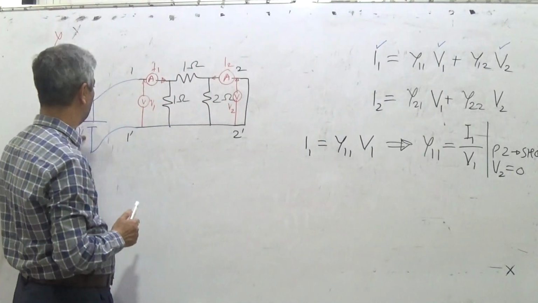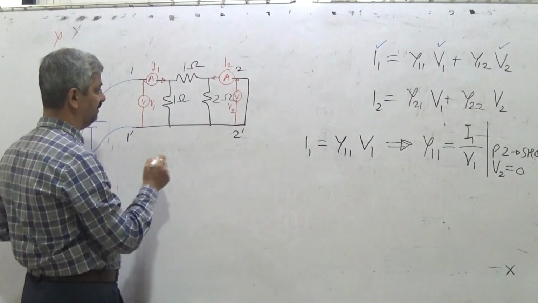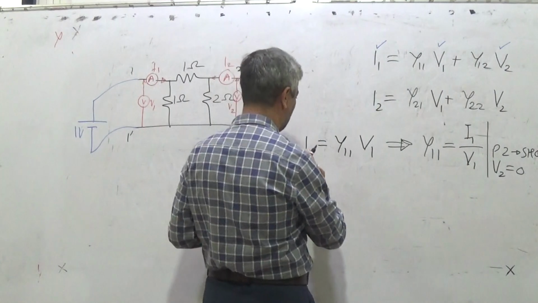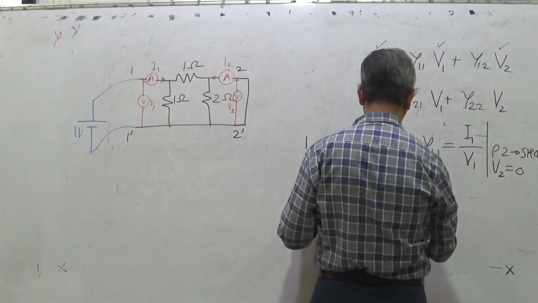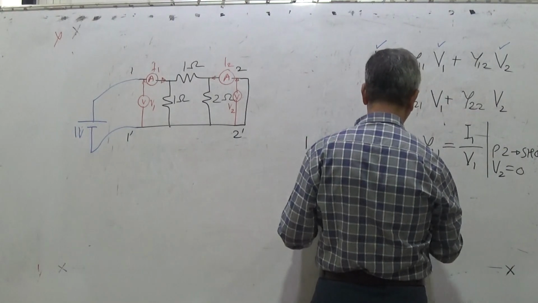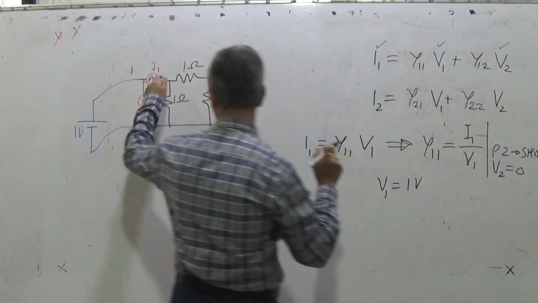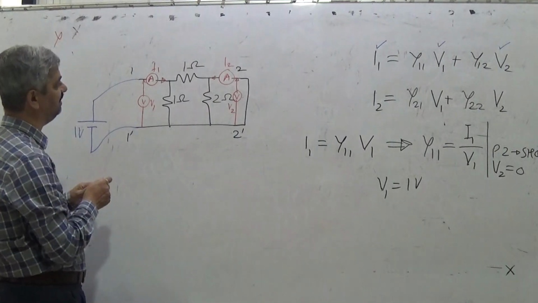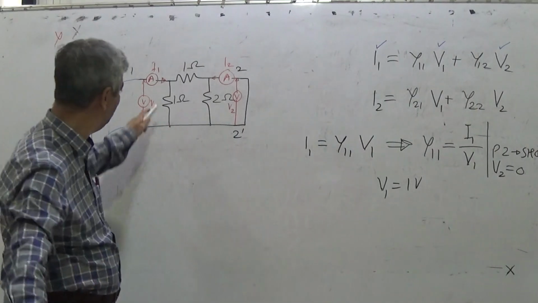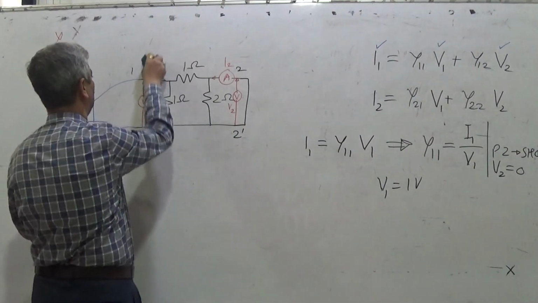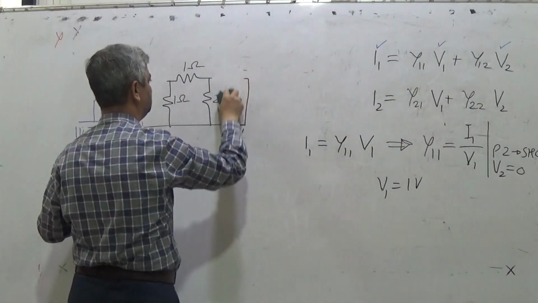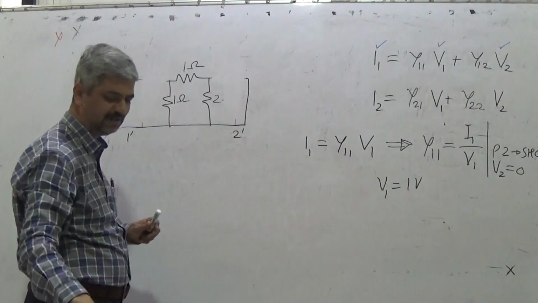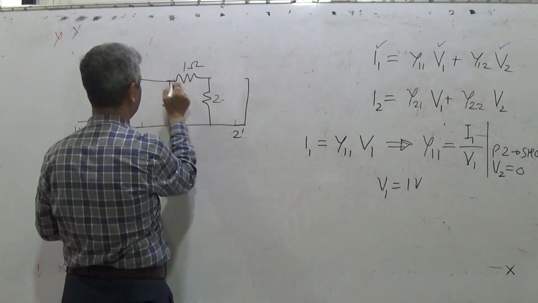So what is V1? V1 is 1 volt. Y11 is equal to I1 upon V1. V1 is 1 volt, find I1. What will be the reading of I1? It is very simple now. I hope that ammeters and voltmeters, which I don't show separately, you assume them. Because if I show them unnecessarily, it occupies space and gives some distraction.